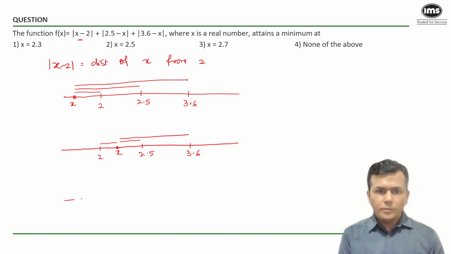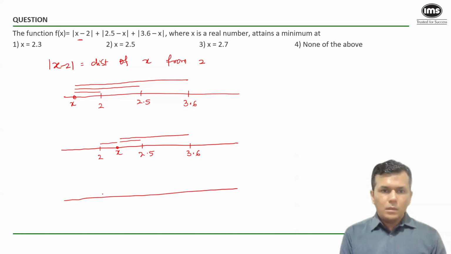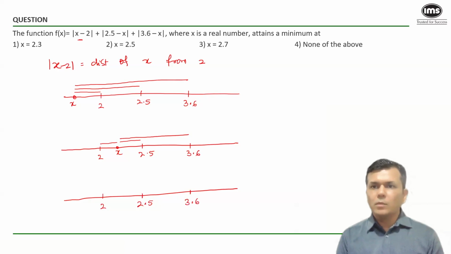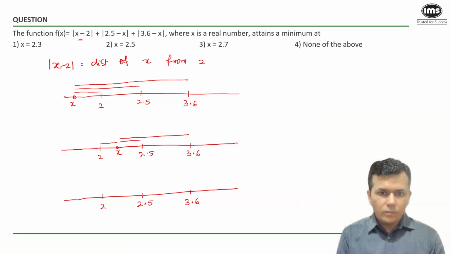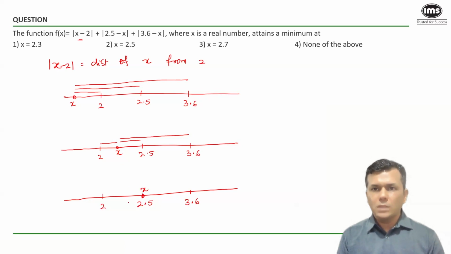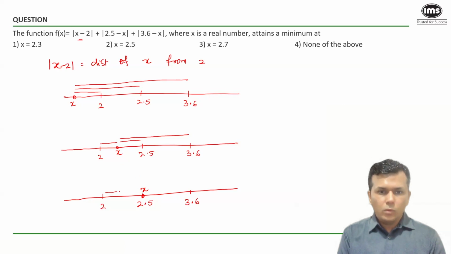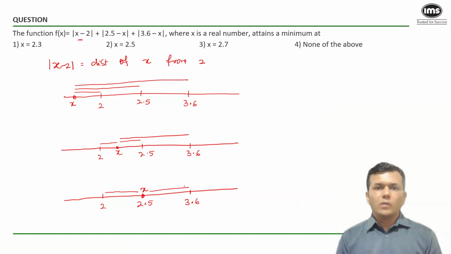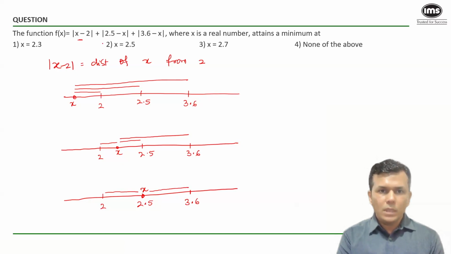Let's try one more time. In this case, I'm going to take x as the middle value among the 3 numbers, which is 2.5 itself. So if I take my x over here, the distance of x from this point itself is 0, definitely. The distance of x from 2 is this much, and the distance of x from 3.6 is this much. If you compare these 3 cases, you will understand that you get the summation of the distances as a minimum value when x is equal to 2.5. So this is the answer, right?